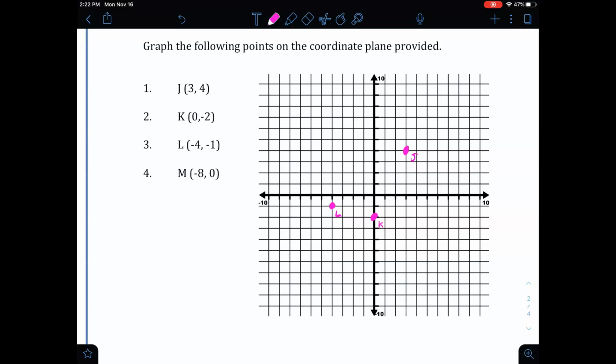And then we have M. M is negative 8, 0. Is that left 8 or right 8? That is left 8. 1, 2, 3, 4, 5, 6, 7, 8. And then up or down 0, so we're going to stay on the x-axis. That's our M. So your graph should look something like this.